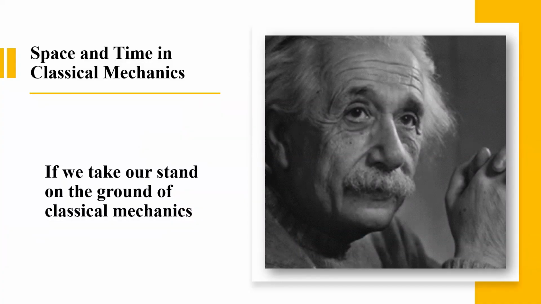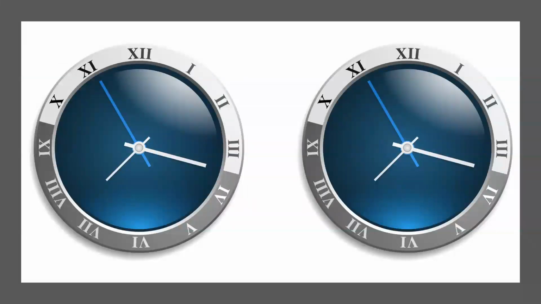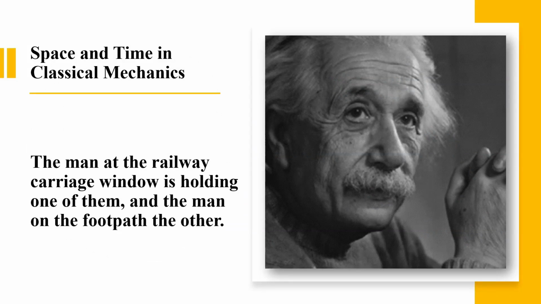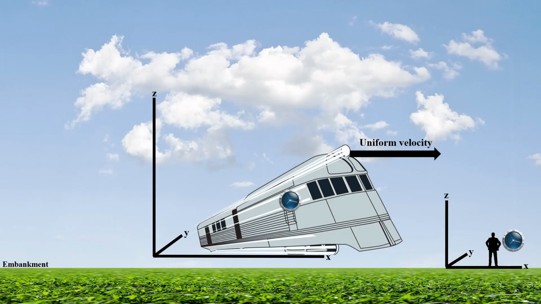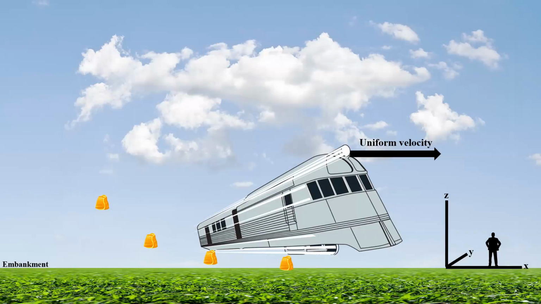Einstein says that if we take our stand on the ground of classical mechanics, we imagine two clocks of identical construction. The man at the railway carriage window is holding one of them and the man on the footpath the other. Each of the observers determines the position on his own reference body occupied by the stone at each tick of the clock he is holding in his hand.